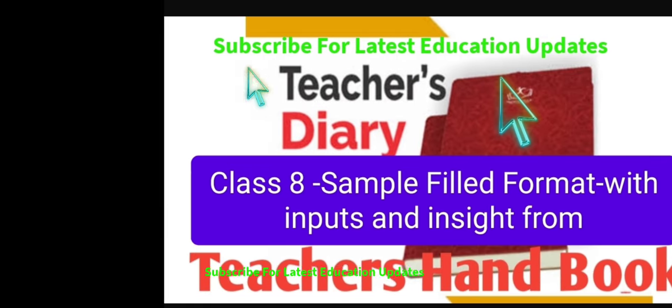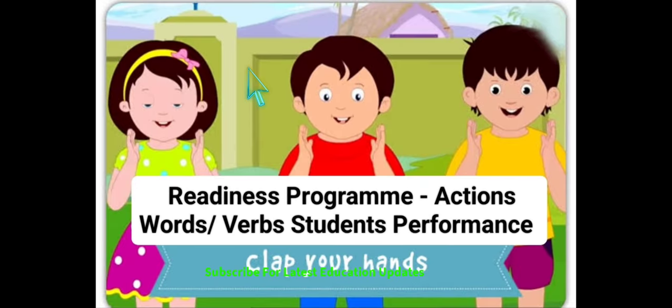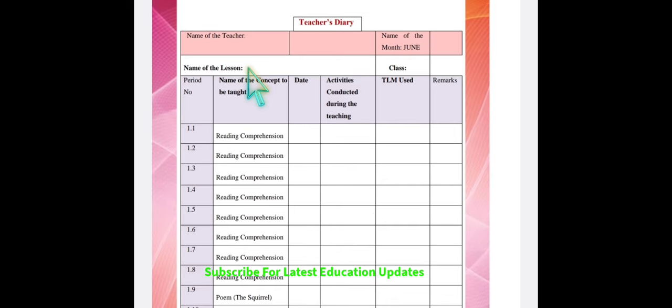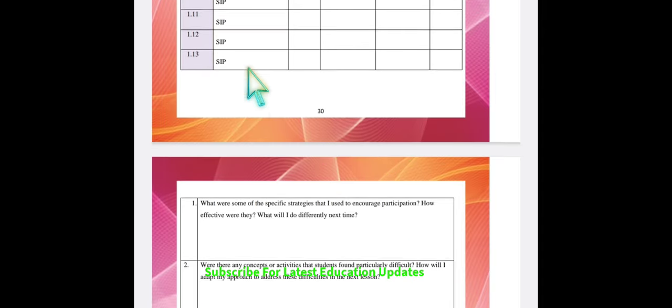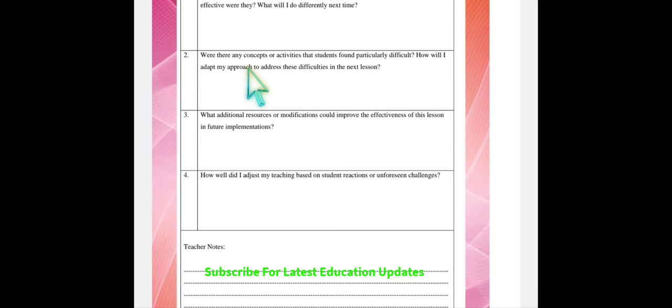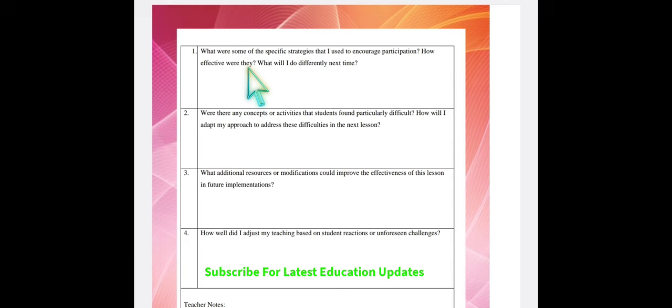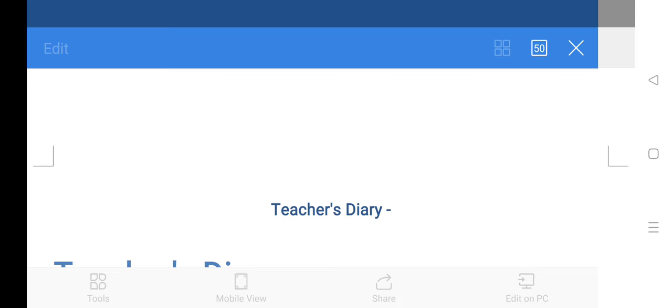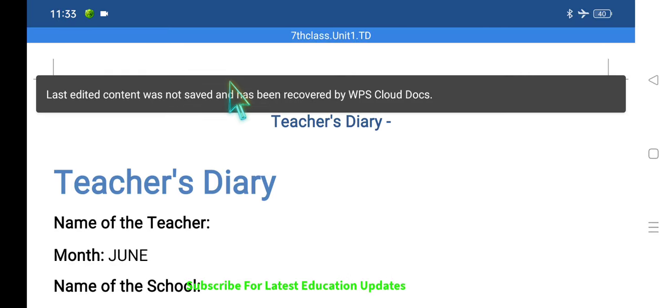So dear students, now without any further ado, let's get into the empty format of the class 7 English teacher's diary as a sample. Now look at the headings and the empty formats. Now we will be looking at the filled format with all the extracts and lots of analysis done from the teacher's handbook, using the lesson plan and also the textbook notes.